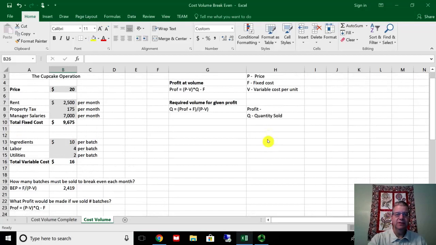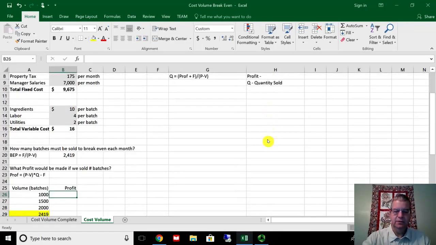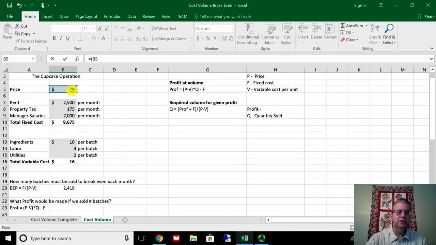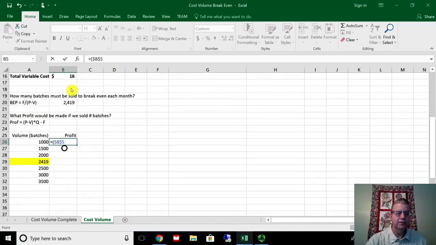We want our price minus our variable cost in parentheses. So I say I want my price, but again, remember, I don't want B5 to turn into B6 when I copy this down to the next row. So I have to use that absolute referencing, that F4 button. So B5 minus my variable cost, B16, the same way. I don't want that to move.